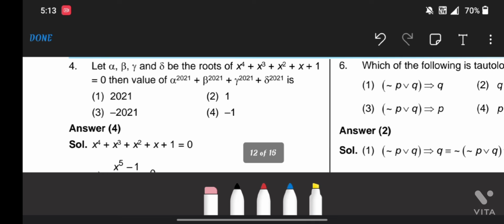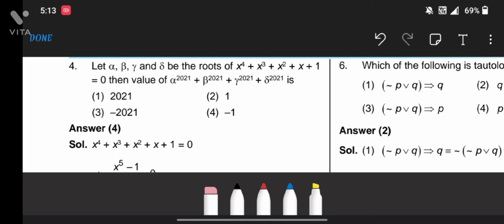Okay, it will be 1. x will be left, it will be 1. So therefore x to the power 5 is equal to 1. So therefore the root expected is plus 1.